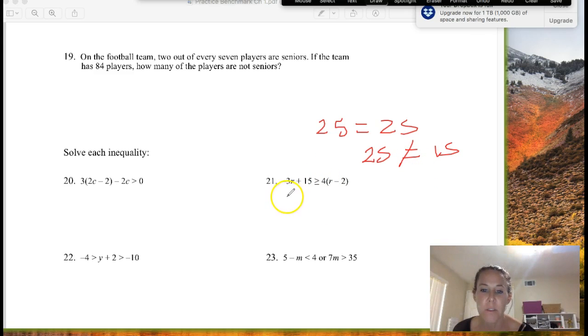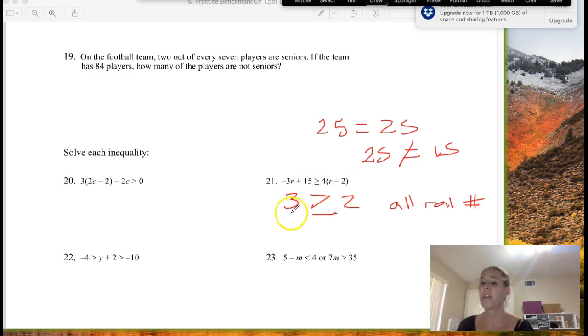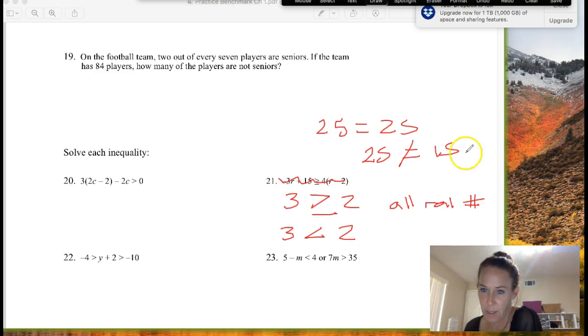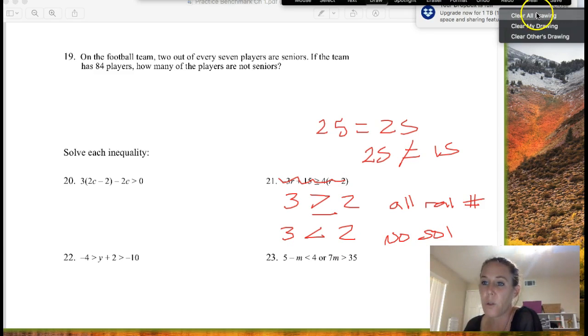Now inequalities are a little different. If I come up with something like this, 3 is greater than 2, or greater than or equal to 2, either case, 3 is always greater than or equal to 2. This is always true, so the solution would be all real numbers. So no matter what I put in for r, this would be always true. That's not true for this particular problem, but for example, okay? Now if I came up with something like this, 3 is less than 2. When is 3 less than 2? It's never true. That would be no solution. Okay, so it works for inequalities too. Be careful with those all solution, no solution cases.